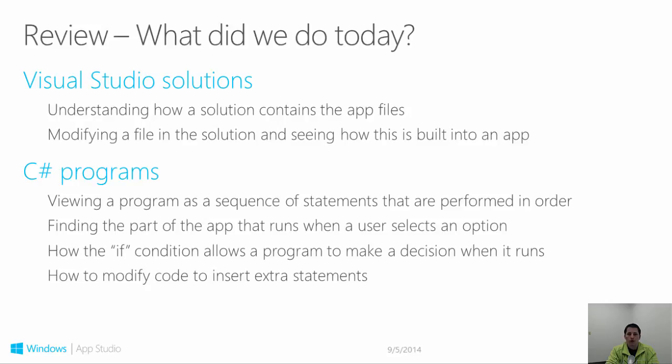In this module, you got your first chance to make code changes to an App Studio app. You learned to find your way around the app solution and where some important pieces of the app are located in the solution. You also learned that an App Studio app is based on the MVVM pattern and how the app sections are stored in the view files and are controlled by the ViewModel code files. You learned how you could interpret a conditional statement called an if statement and how to add extra code statements to your app.